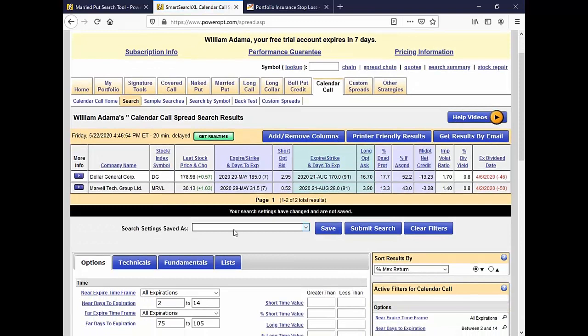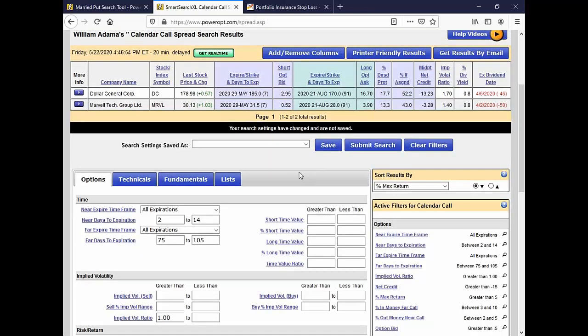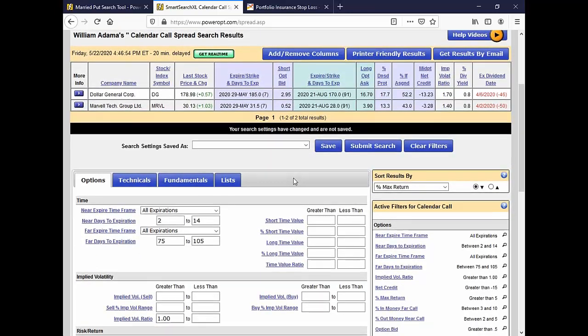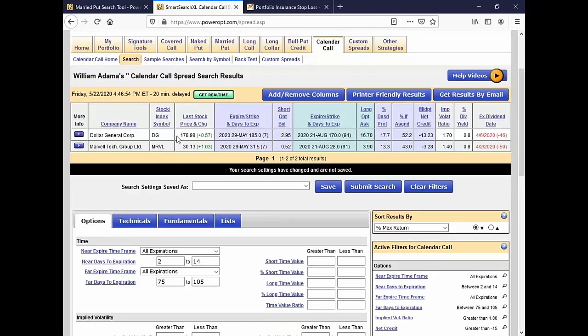Wow. I narrowed the entire universe of diagonal calendar spreads with weekly and going about 90 days out in time to 2 results that match the criteria that we wanted. Dollar General, stock at 178.98, buy the August 170, sell the 29th of May 185 for 295. I didn't avoid earnings between now and expiration, but that's something I might typically do in these situations as well. Marvel Tech Group comes up as well, stock at 30.15 roughly, 30.13, selling the May 31.50 strike for 52 cents, buying the August 28 for about 3.90.